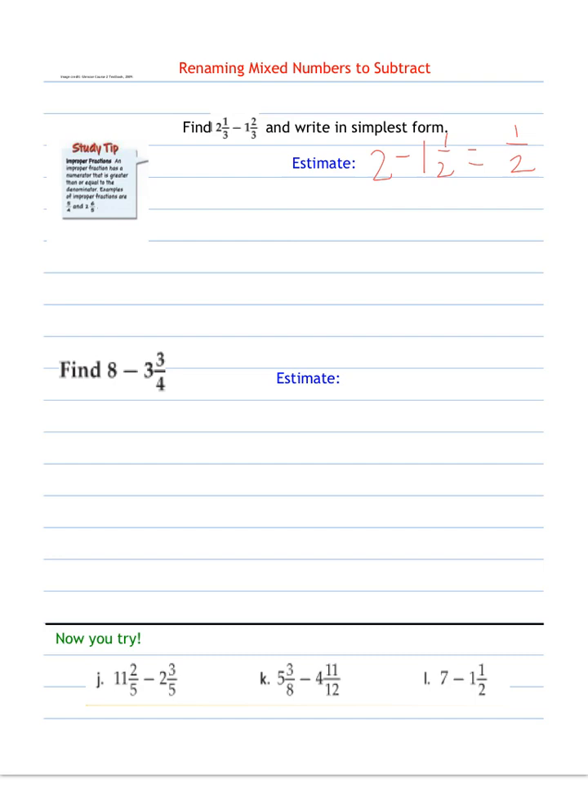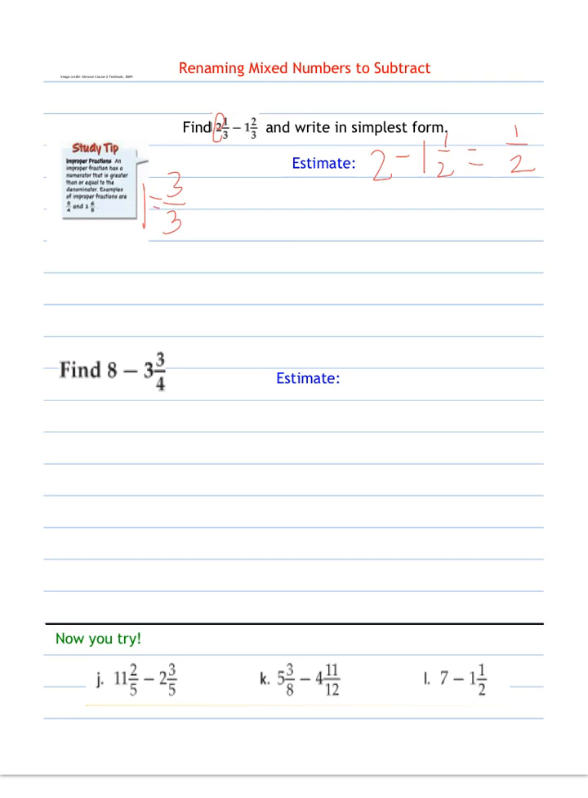So now when we are doing this and we are looking at our fractions, 2 1/3 minus 1 2/3, like I said, we can't subtract our fractions, so what we're going to do is we're going to rename the mixed number. So I'm going to take the 2 1/3, and I'm going to take one of these whole numbers here, and I'm going to change it into 3/3. So one of them equals 3/3.